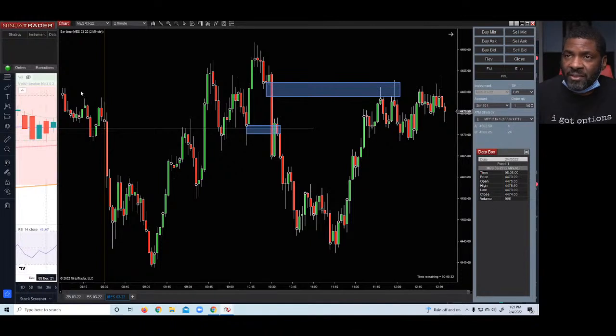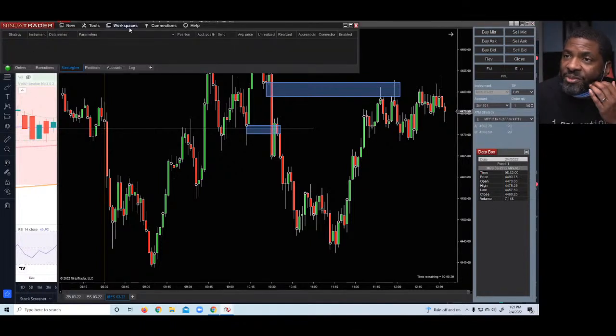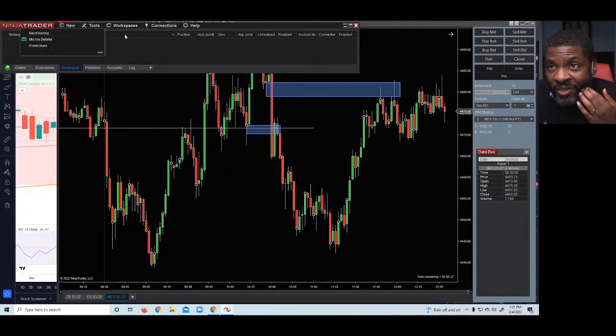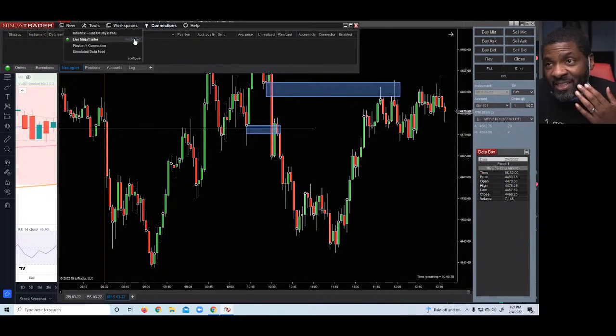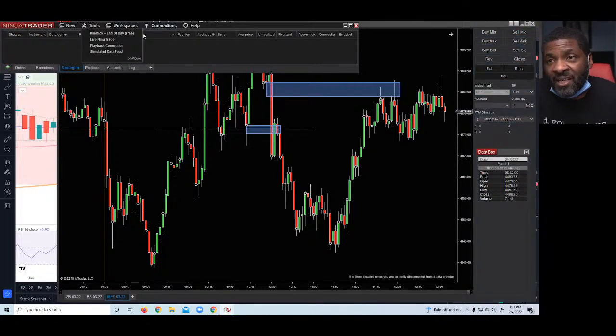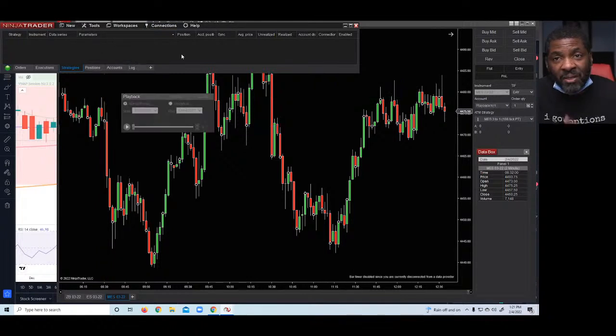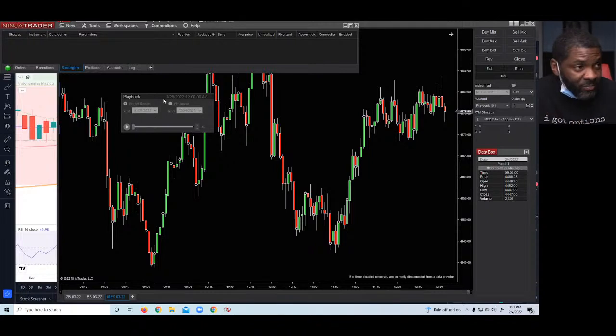All right, now let me jump into playback mode. So what you got to do once you download it, you got to go into connection and disconnect from your live data, and then connect to your playback data. Then you'll get this playback screen right here.